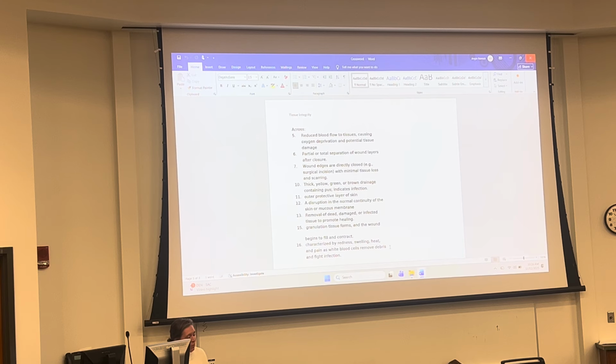All right, and then we're up to Logan. What do you think about partial or total separation of wound layers after closure? Wound. It's dehiscence. Yeah, dehiscence. Okay, so when we're looking at a wound that's been sutured, we want it to be approximated, which means it's all together.